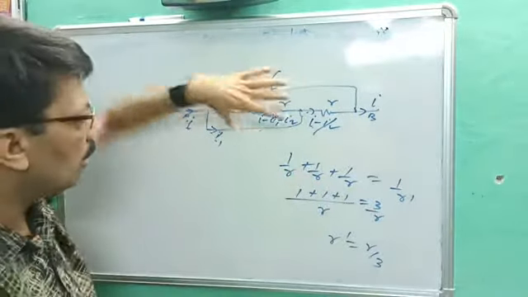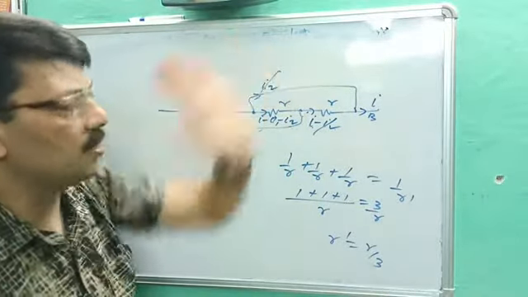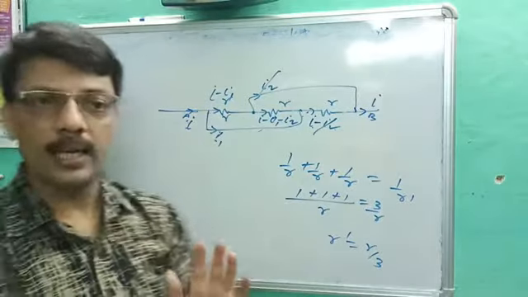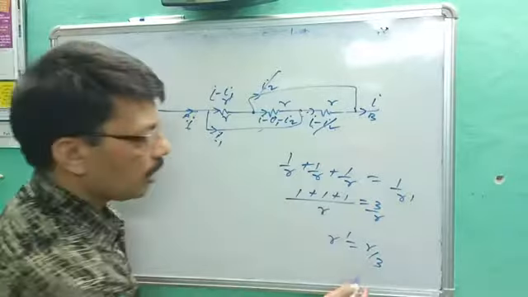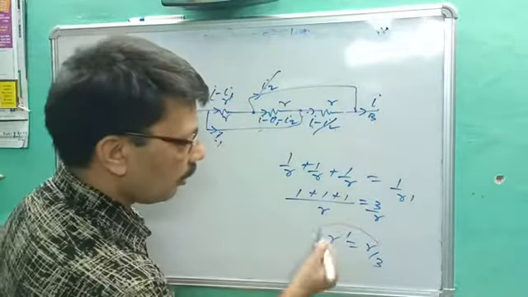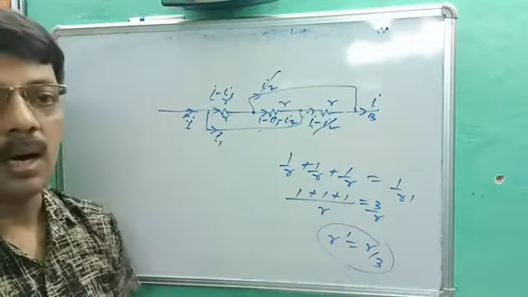And no doubt, every resistance has a different current. It means they are in parallel combination according to the concept of physics. So the answer becomes not R by 3R. No, it becomes R dash equal to R by 3.